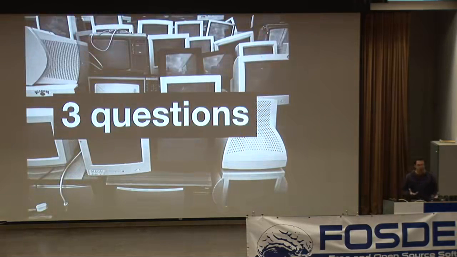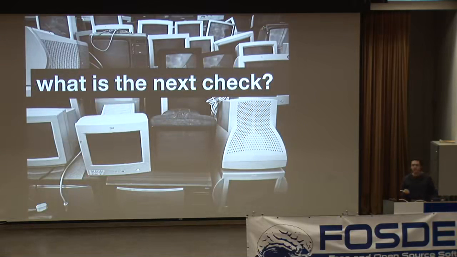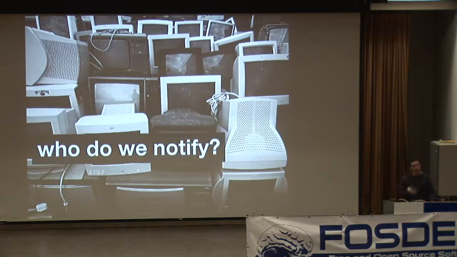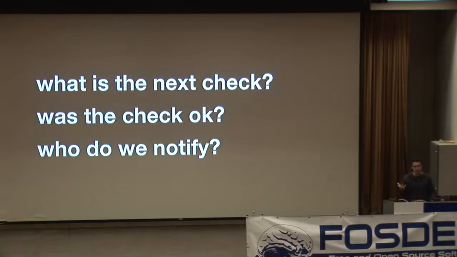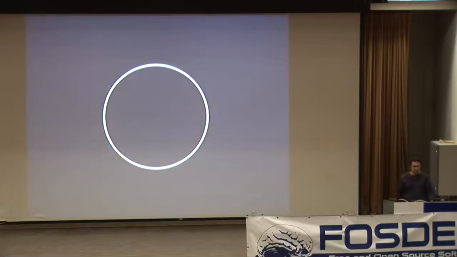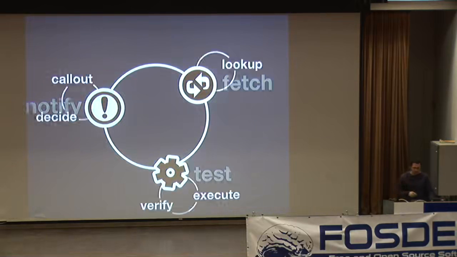So monitoring systems then are essentially asking 3 questions. They're asking, what is the next check that I need to perform? Was the check okay after I executed it? And who do we need to notify, or do we need to notify anybody at all? So we take these 3 questions, and they actually map into these 3 distinct phases: the fetch, the test, and the notify phase. So if we represent that in a diagram, it's basically this gigantic circle that's going around and around and around, right? The fetching, the testing, and the notifying.